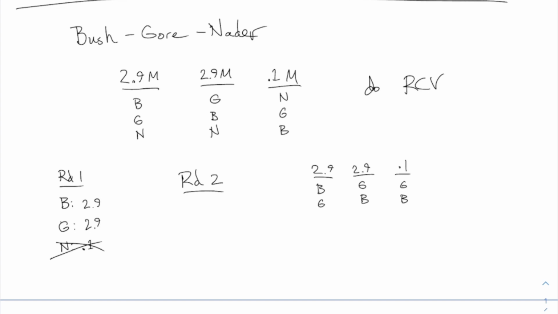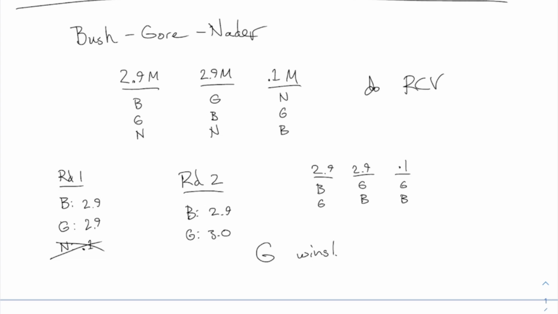All right. And now when I count them up this time, I see Bush has, again, only 2.9 million. But for Gore, all of those Nader votes would be transferred to Gore. Gore now has 2.9 plus 0.1, which is an even 3.0. And so Gore wins. All right. If we had used the ranked choice in Florida in that election, Gore would have been the winner.